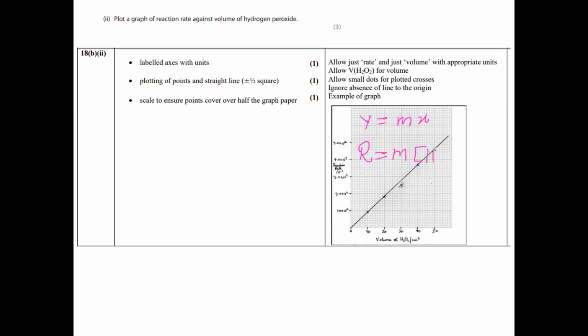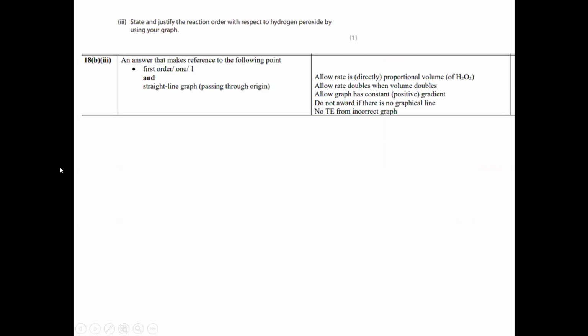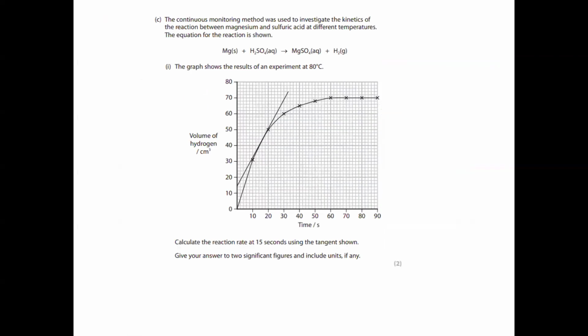Concentration of H2O2 to the power 1, I can see it's straightforward, so that means the order of this one is 1, or you can say that the rate is directly proportional to the concentration. So therefore we are expecting a first order reaction, because it is a straight line graph, or you can say that the rate is directly proportional to the volume of hydrogen peroxide used, right?